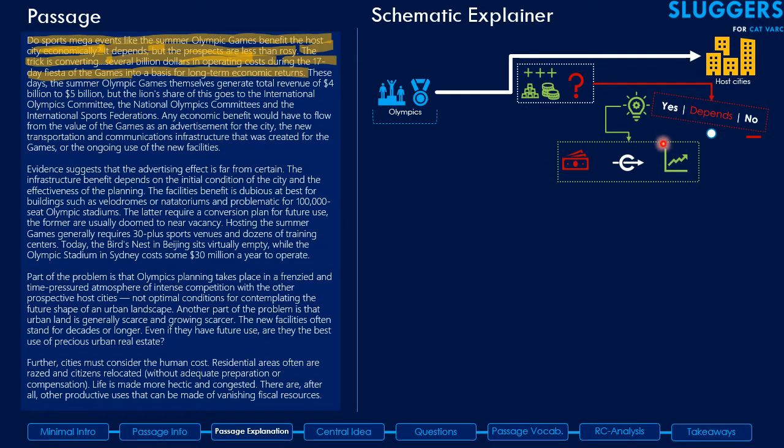What does this actually mean? So I'll give you an example. Let's say there's a hypothetical city X that has been awarded the chance to conduct the next Olympics, right?